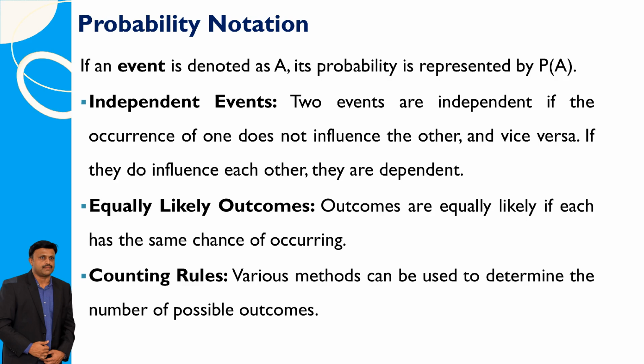In probability, if an event is represented by A, its probability is denoted as P of A. Events are independent if the occurrence of one does not affect the other. Otherwise, they are dependent. Outcomes are equally likely if each has the same probability of occurring. Various counting rules are used to determine the total number of possible outcomes in different scenarios.